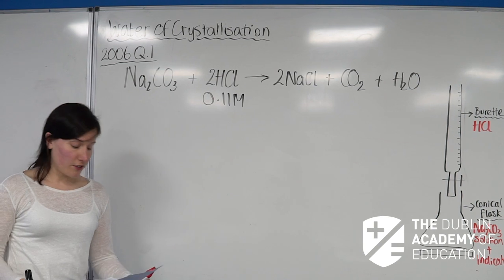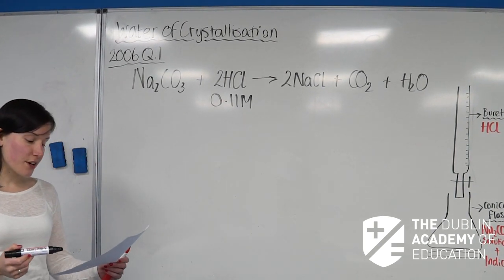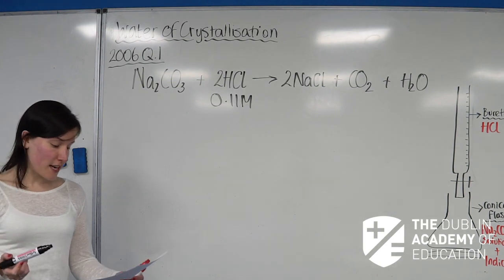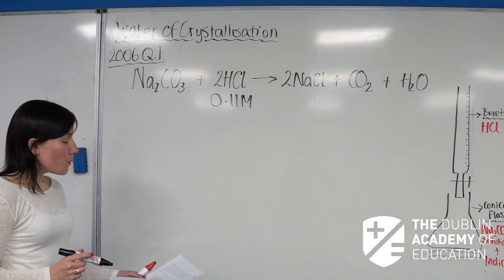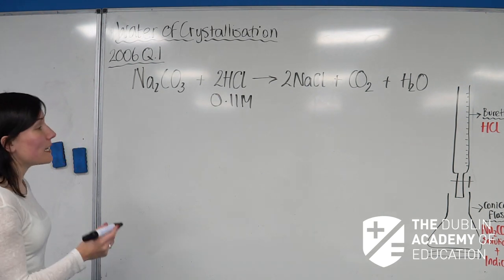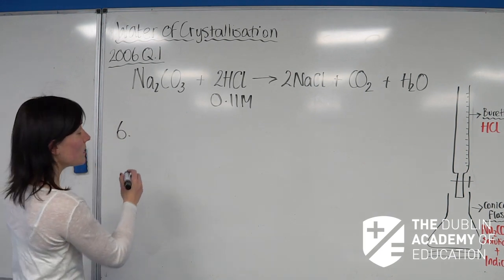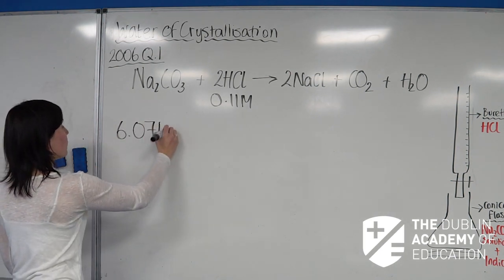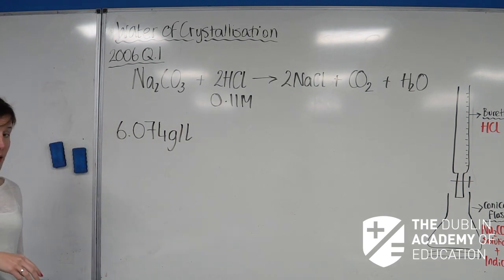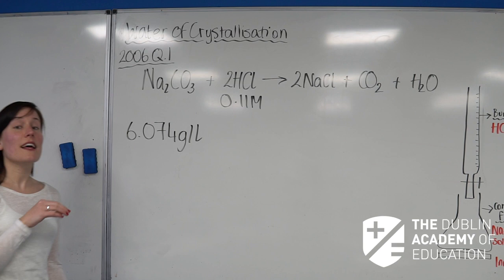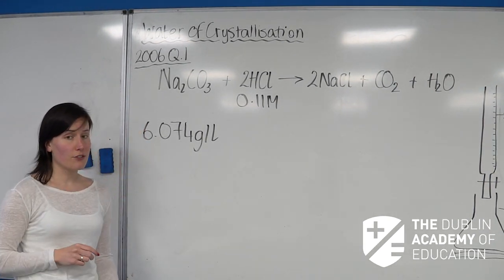In part E of the question, we're asked to calculate the percentage water of crystallization present in the crystals and the value of X, which is our degree of hydration. So we have our grams per litre value, so I'm just going to rewrite that over here: 6.074 grams per litre. That's the mass of sodium carbonate, not hydrated sodium carbonate, that's the mass of anhydrous sodium carbonate that was involved in this reaction.